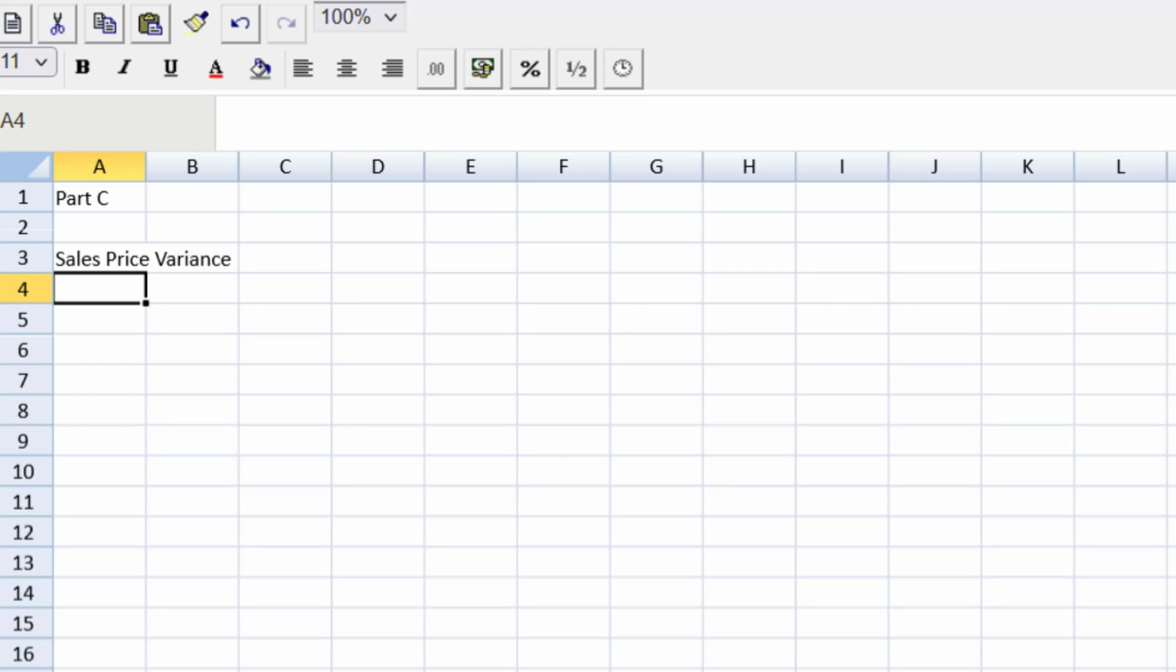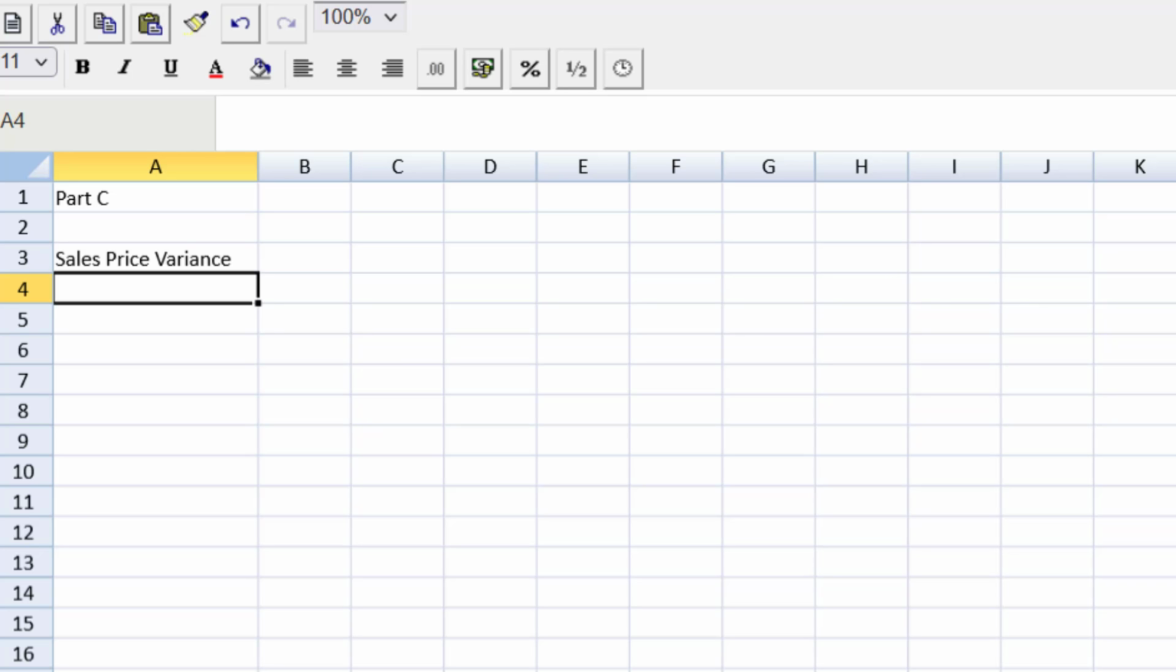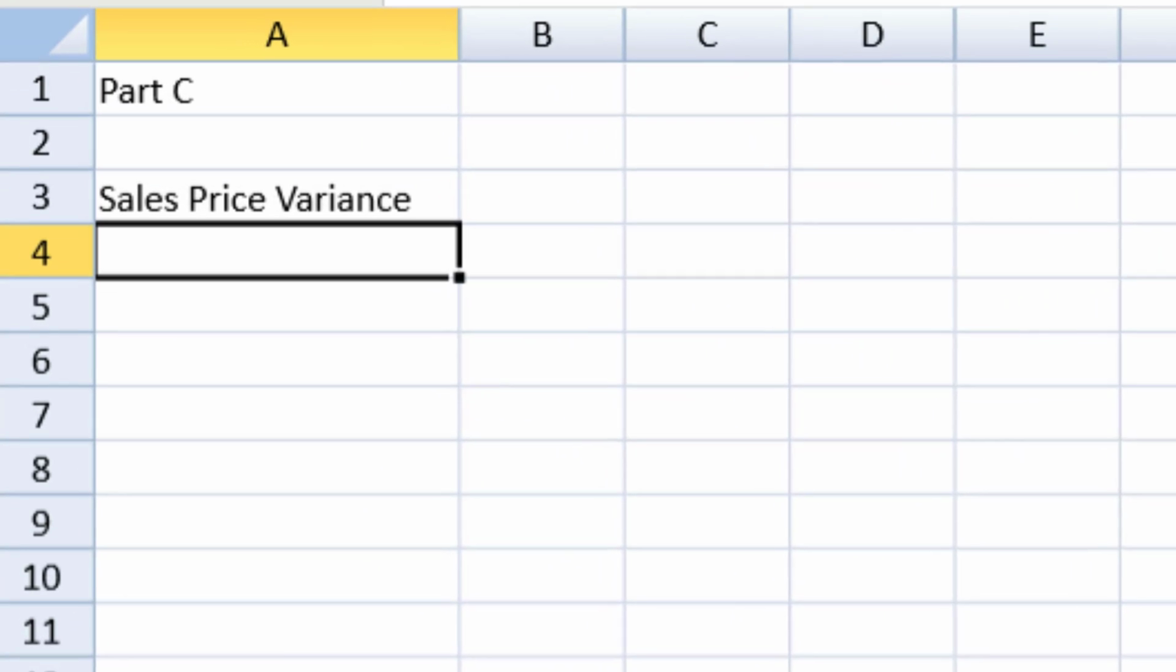This variance tells us why actual profit is different from budgeted profit because of a change in the selling price. Each variance will only reflect a change in one variable. And here we're looking at the impact of selling at a price different from budget. Let's now calculate that sales price variance and review what it's all about.